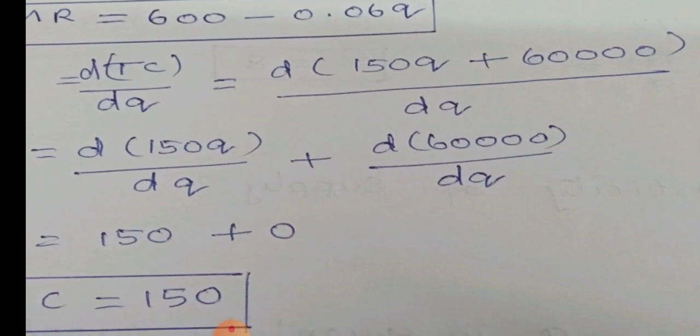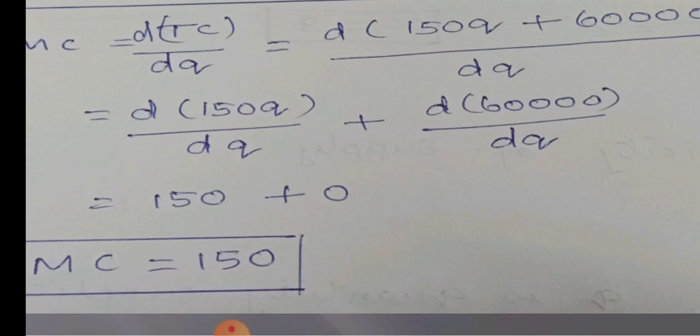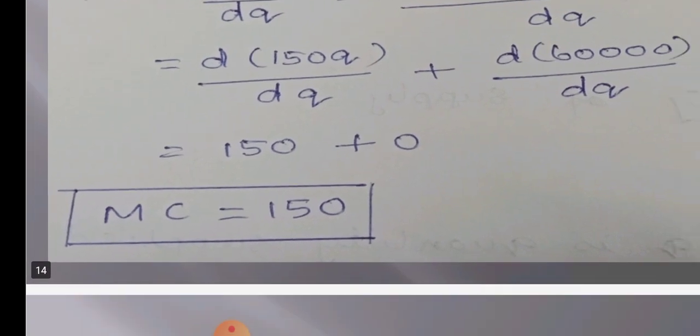Q, when you differentiate x, the value is 1. So when you differentiate q, the value will be 1. So 150 into 1 is nothing but 150. When you differentiate a constant, what is the value? It is 0. When you differentiate a constant, it is 0. 60,000 is a constant. So the value of MC will be 150.